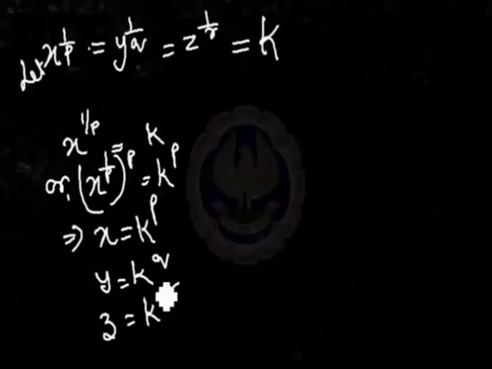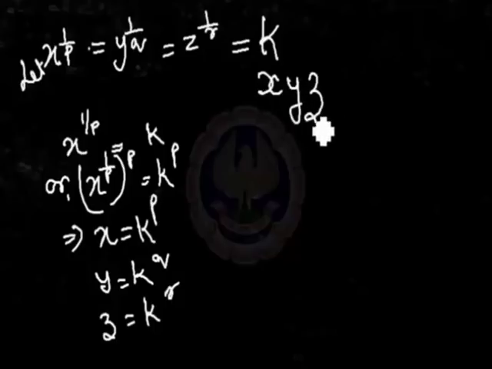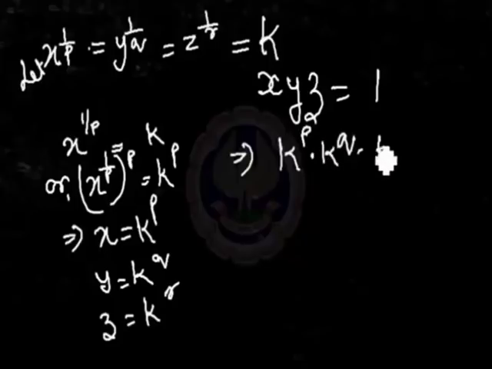Very similarly, if you take y to the power 1 by q is equal to k, then again you will take the pth power and you can find out that y is equal to k to the power q, z is equal to k to the power r. Agreed? The question says xyz is equal to 1, so I'm just substituting the values of x, y and z, which can be written as k to the power p into k to the power q into k to the power r is equal to 1.